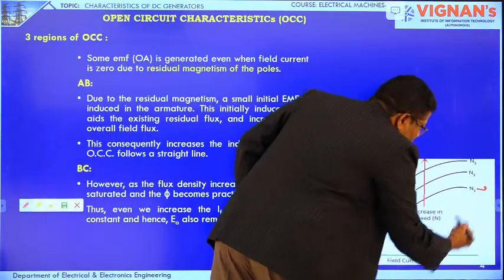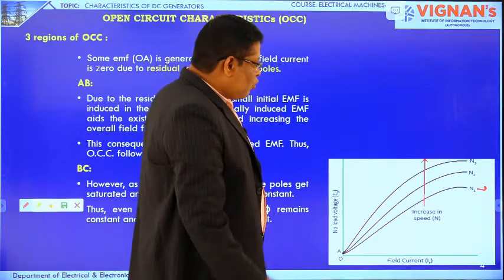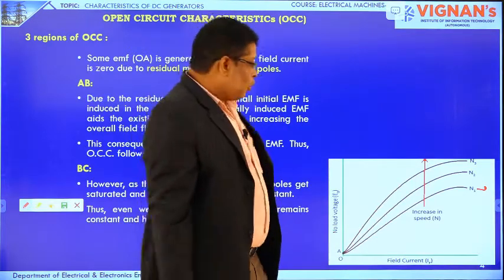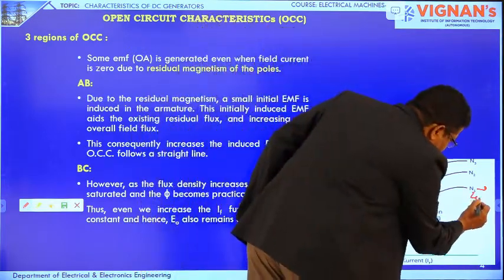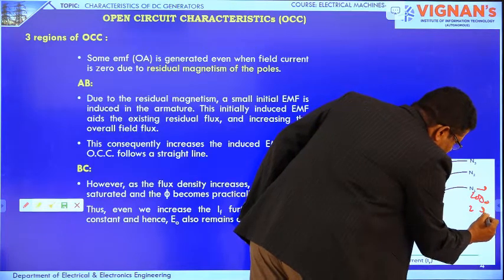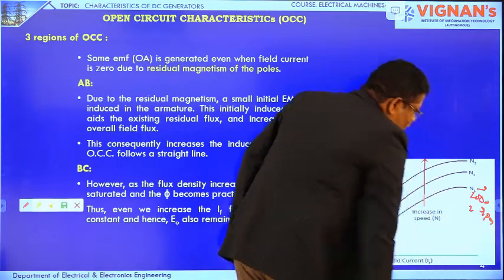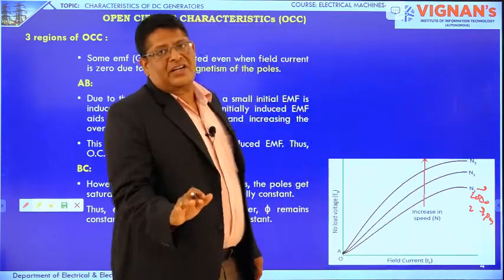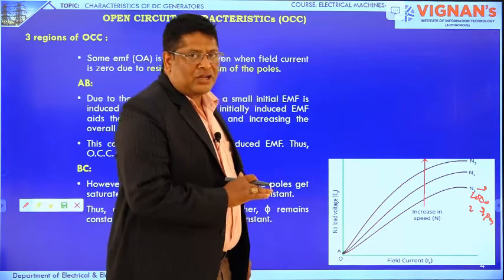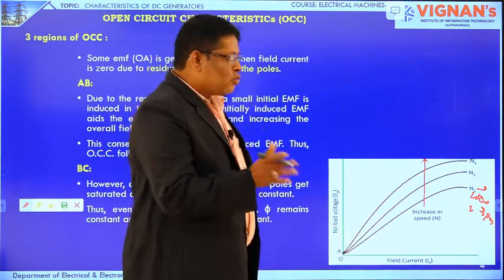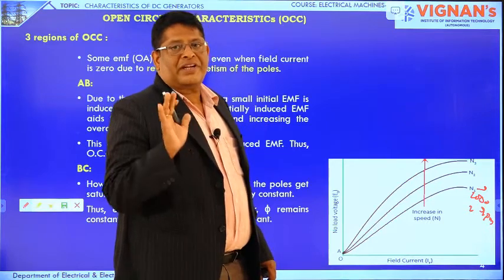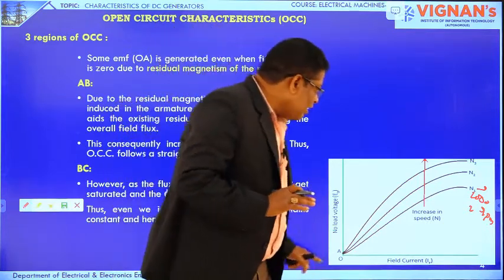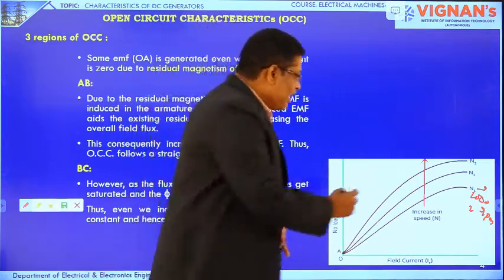Suppose the OCC is conducted at a speed of 1000 RPM. First we have to maintain the speed of the generator at 1000 rpm by means of a DC motor, change the field current, note down the voltmeter reading, and draw a graph between the field current and the voltage. Then we get this graph.